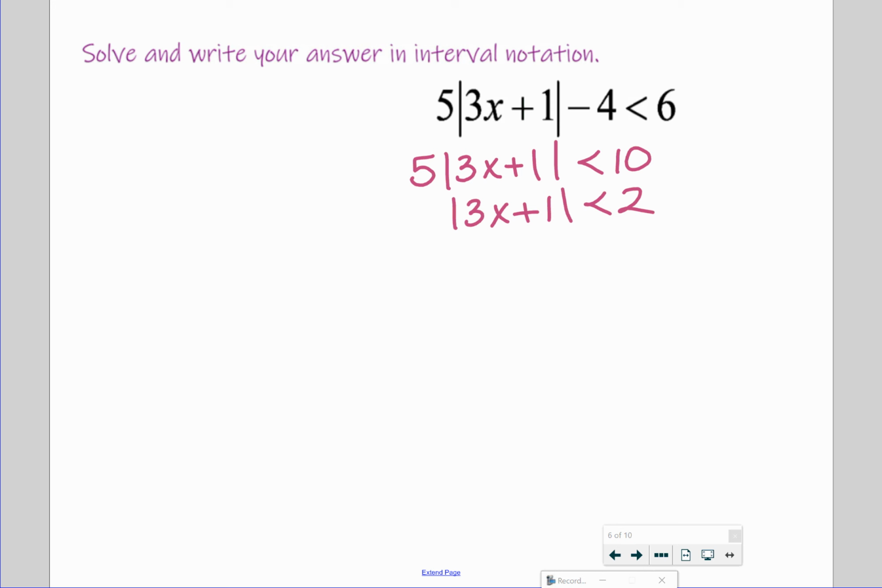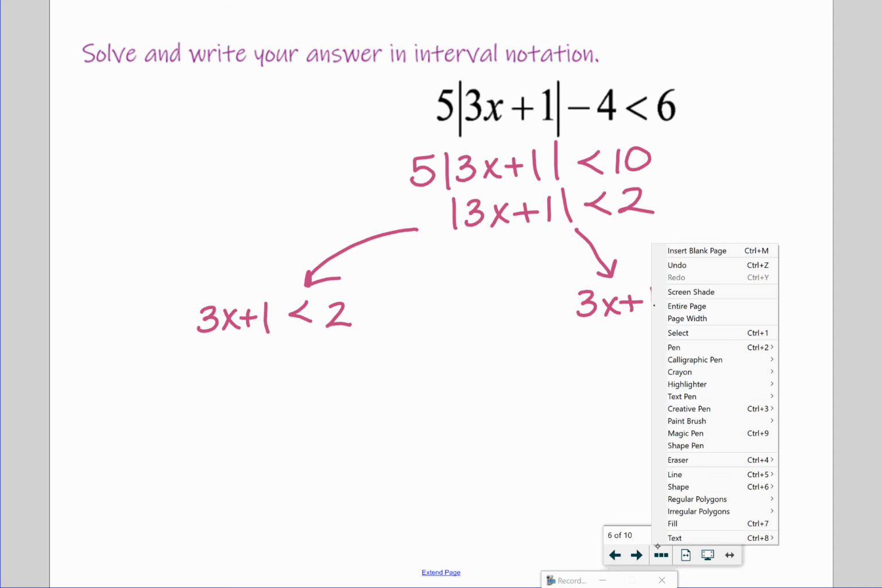And once your absolute value is alone, you're ready to split it into your two pieces. What's inside the absolute value, just like the equations, doesn't change. 3x plus 1, 3x plus 1. On one side, we're going to set it equal to the number that we see, positive 2. On the other side, we're going to set it equal to the opposite number, in this case, negative 2. If we don't change the number, we don't change the sign, so it's going to be less than 2. If we do change the number, that's like multiplying by a negative 1, so my sign's going to flip.